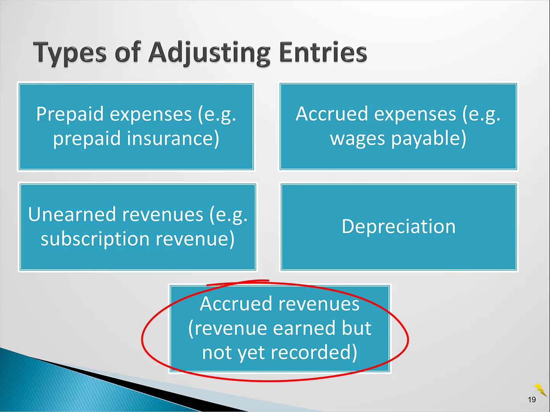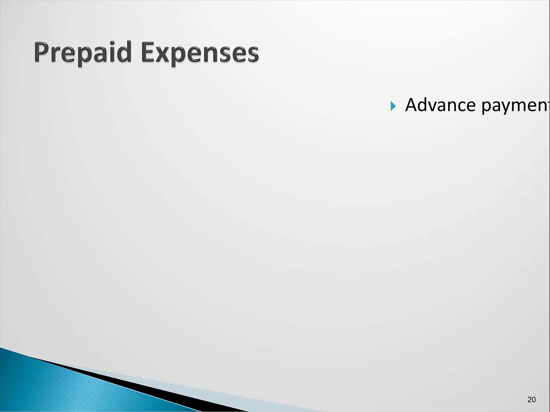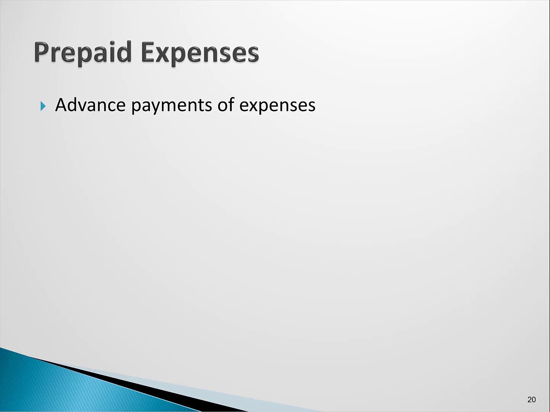And then finally, we've got accrued revenues. This is revenue that has been earned but not yet recorded. Again, remember, accrued means something has accumulated, in this case our revenue, but has not yet been recorded. So we're going to have separate videos for each of these. And the first one we're going to talk about is prepaid expenses.